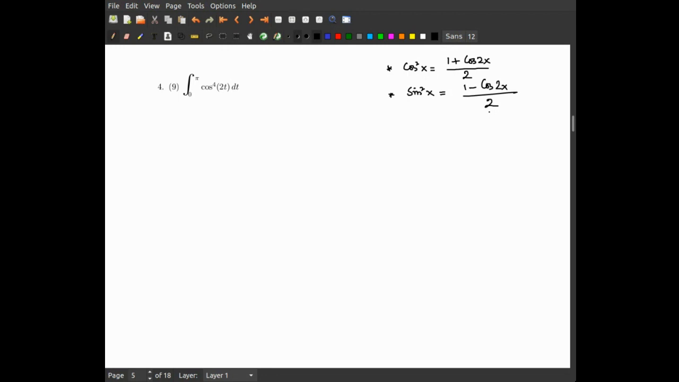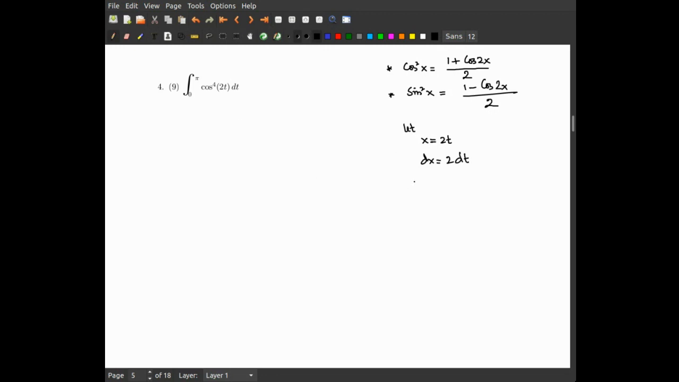First, looking at the problem, we can see there is a 2 involved here, cos to the power 4 of 2t. So we want to get rid of that 2t first. How do we do this? Let's do a simple u substitution. Instead of u, let's use x. Let's write x equal to twice t, then dx equal to 2 dt.